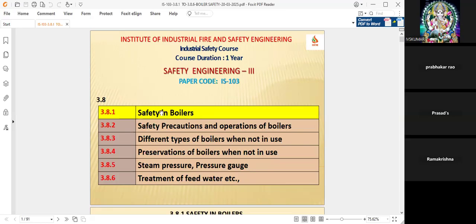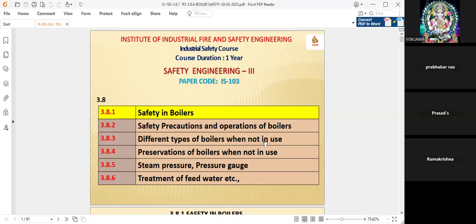We will be discussing the safety in boilers first. The safety precautions and operation of boilers will be discussed in the coming slides, tomorrow or in the next classes. But different types of boilers when not in use means there may be some shutdowns or breakdowns, some workforce unrest or strike.